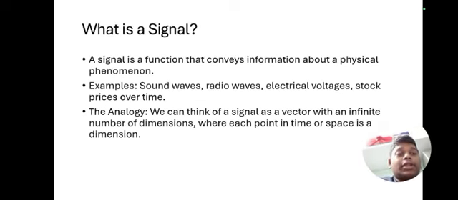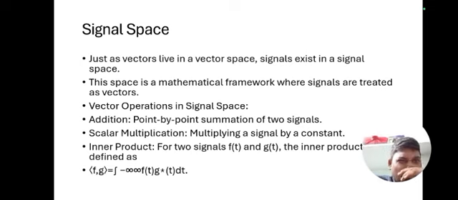And what is a signal? A signal is a function that conveys information about a physical phenomenon. Example: sound waves, radio waves, electrical voltages, stock price over time. The analogy: we can think of a signal as a vector with an infinite number of dimensions where each point in time or space is a dimension. Next one, signal space. Just as vectors live in a vector space, signals exist in a signal space. This space is a mathematical framework where signals are treated as vectors.